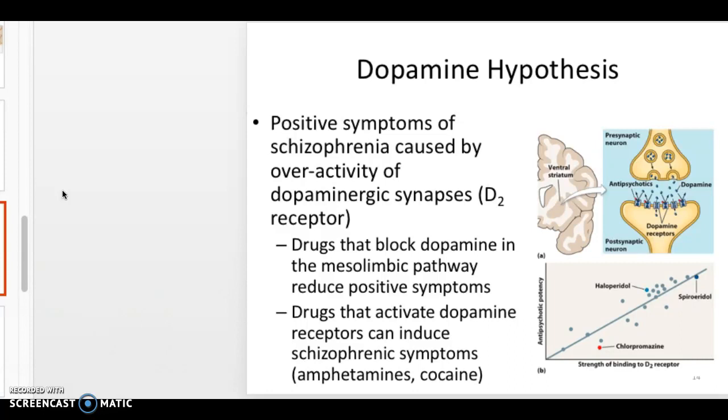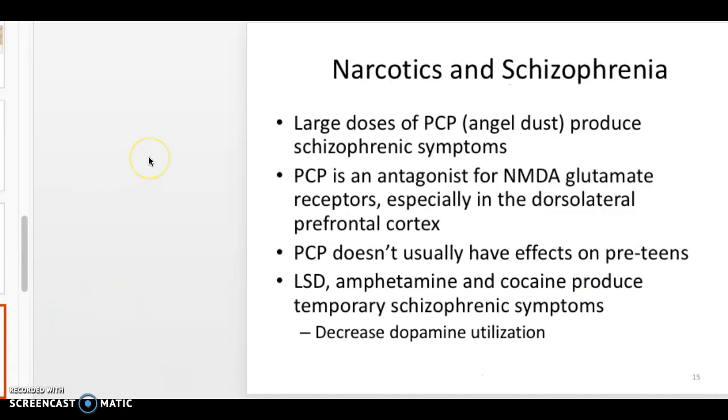The other thing is that if you overactivate those symptoms, say with drugs like amphetamines, cocaine, you can induce positive symptoms. There's a really interesting connection between narcotics and schizophrenia. One is with PCP or angel dust. If you take a strong enough dose, you can produce schizophrenic symptoms. We know that PCP is an antagonist for glutamate, particularly in the dorsolateral prefrontal cortex.